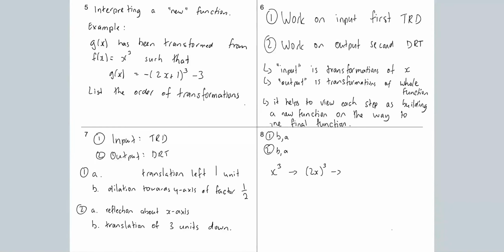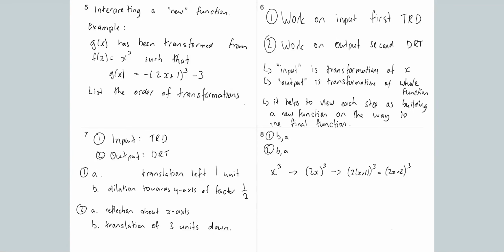So now the same idea. Instead of x, I do x plus 1. So it'll be 2x plus 1 all cubed. And that is equal to 2x plus 2 all cubed. So can you see how that makes a difference? Okay, so that's my transformations of the input. Let's have a look at the transformations of the output.